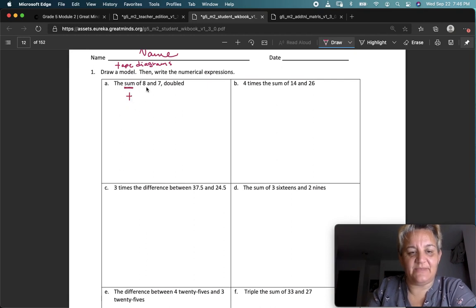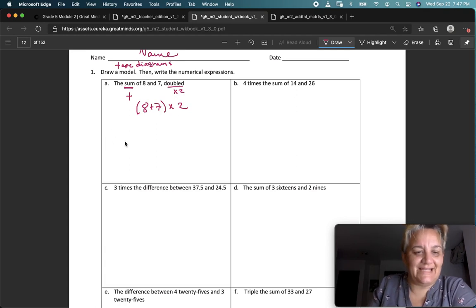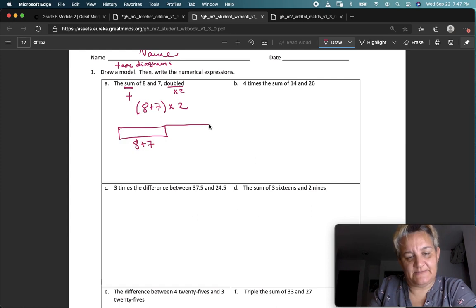Okay, so the sum of 8 and 7, so 8 plus 7, and then we're going to double it. So double it means times 2, right? So I'm going to take that 8 plus 7, and I'm going to multiply it times 2. All right? So if I do that, there's my expression. If I do that as a tape diagram, my little square here is going to represent 8 plus 7, and then I'm going to double it. Okay? And this would also be 8 plus 7, right?